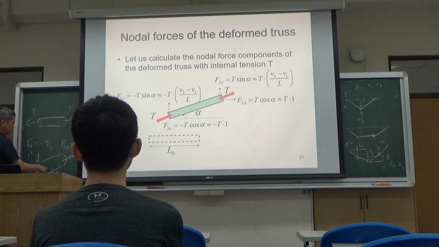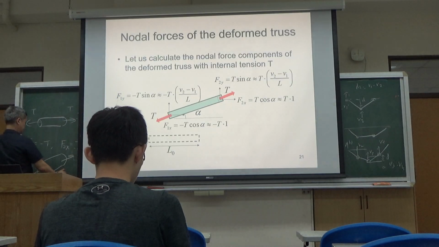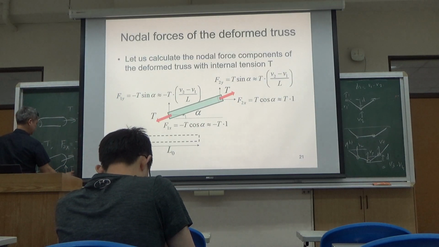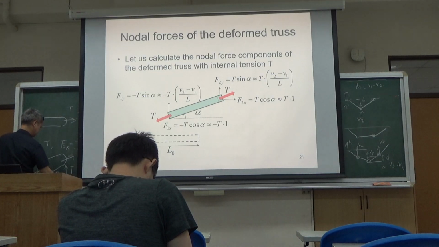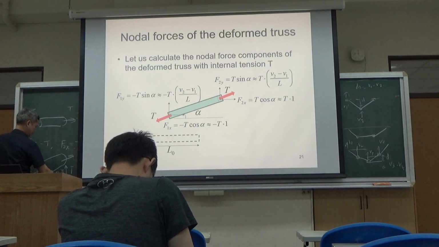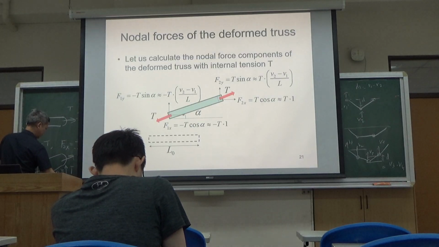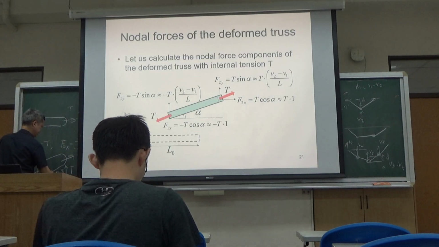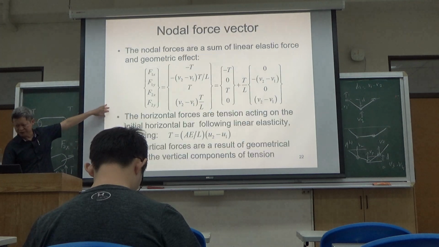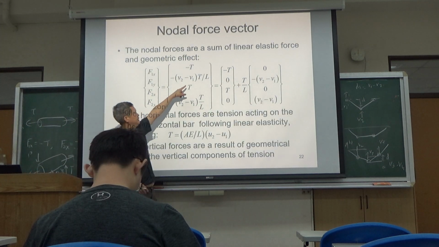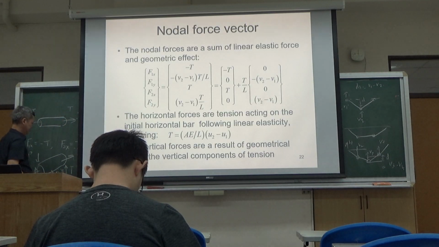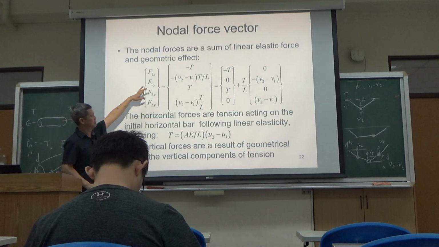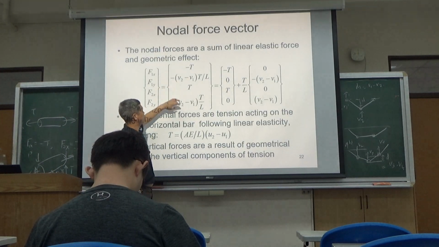P. You can support it by T sine theta. What is theta? It is the vertical displacement y2 minus y1 divided by the length L. Okay, with this, you can see this vertical force is upward. This vertical force is downward.